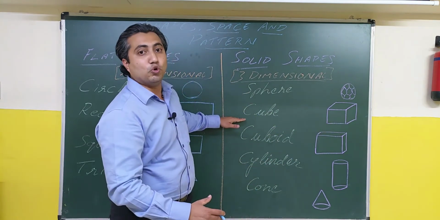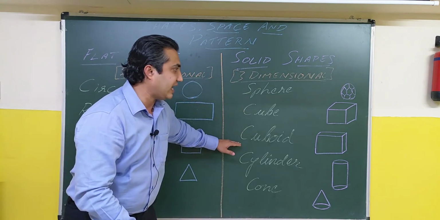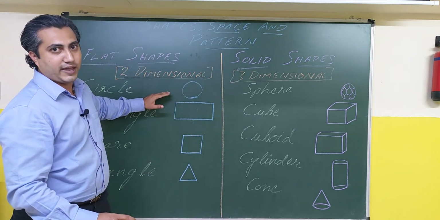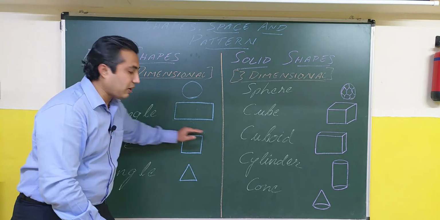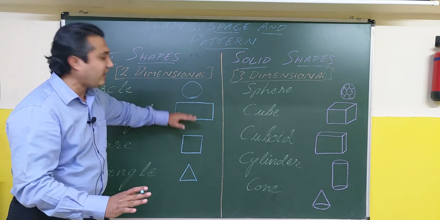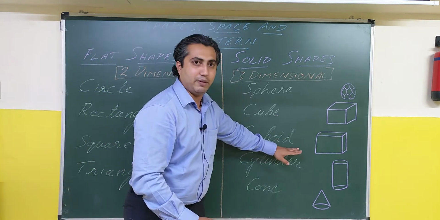Next one, cube. Okay, now cube और cuboid को जब हमको समझना है तो we have to understand square and rectangle. Okay, square में all four sides are equal, rectangle में all four sides are not equal, only opposite sides are equal. यही डिफरेंस है क्यूब और क्यूबॉइड में.